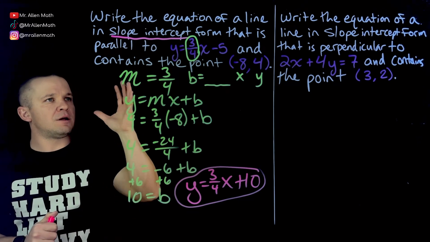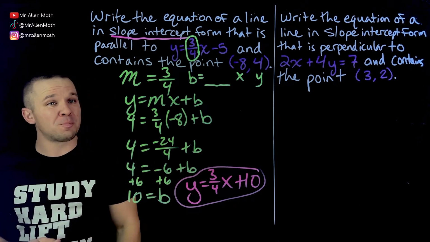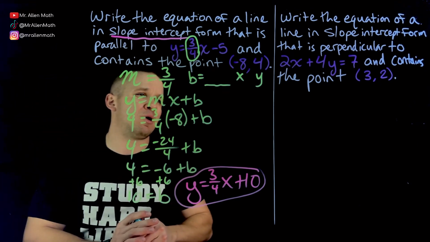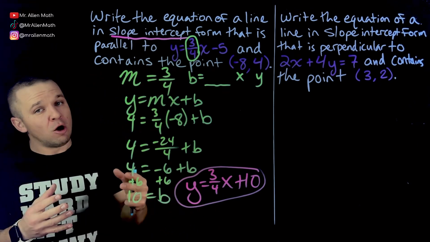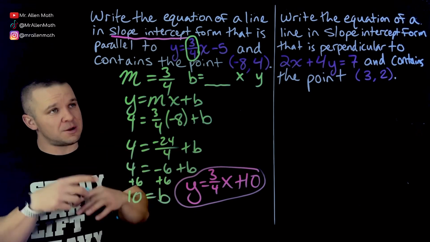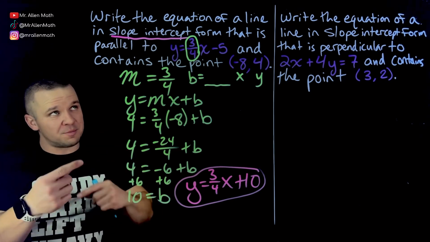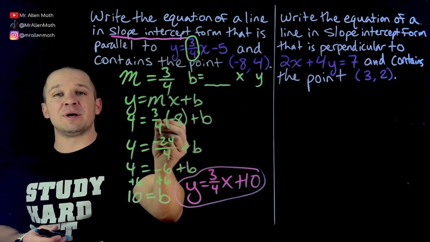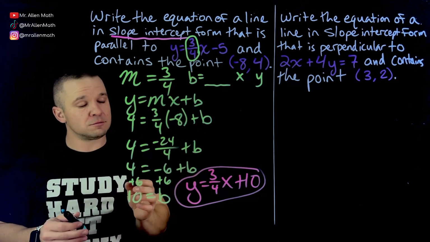All right, so next one here. Perpendicular. Oh boy. What does that mean? Well, that means my slope is going to be the opposite reciprocal. So it's going to be flipped, and we'll change the sign. If I asked for this one to be perpendicular, it would have been negative 4 over 3.